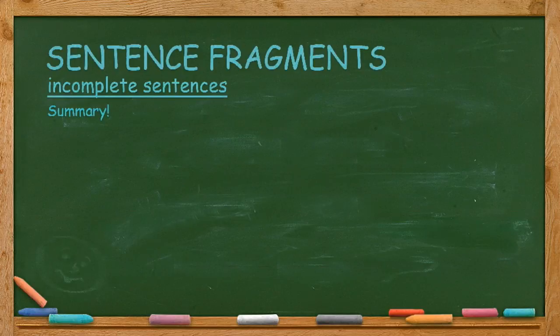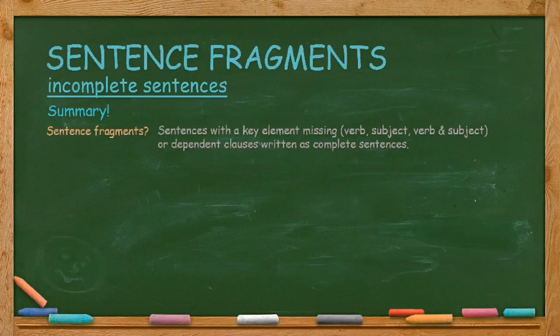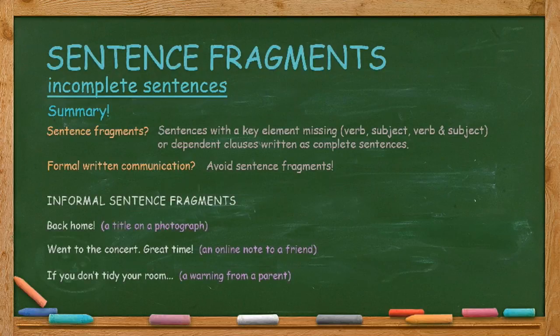Here's a summary of the lesson. Sentence fragments are sentences with a key element missing, a verb, subject or verb and subject, or dependent clauses written as complete sentences. In formal written communication, you should avoid sentence fragments. In informal language, sentence fragments are quite common. Let's summarize by seeing how we can change 3 informal sentence fragments to more formal complete sentences.